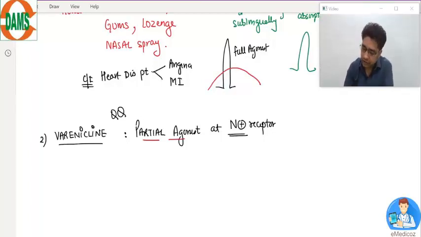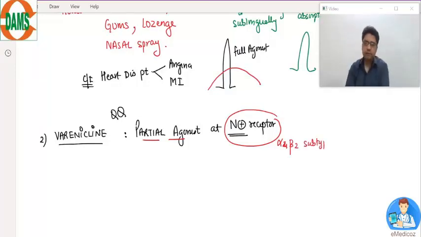Now which nicotinic receptor you will write? One specific type, alpha 4 beta 2 subtype. You don't have to remember this part.